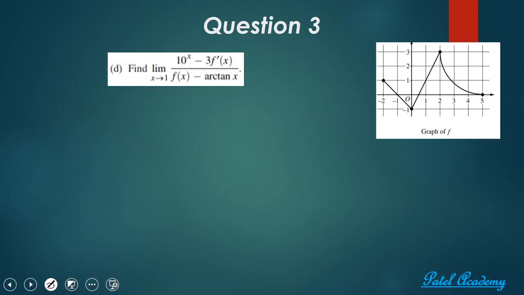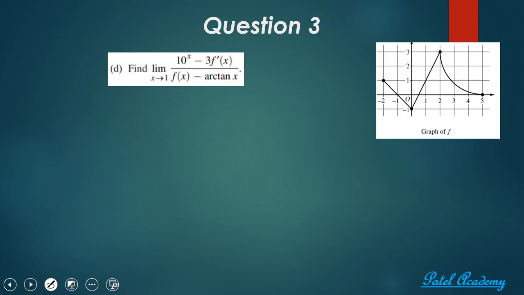Take the limit as x approaches 1 of 10 to the power of x minus 3 f prime of x over f of x minus arctan x. Now in this one, people might immediately jump to saying, oh, this is an AP Calculus exam, they probably want us to immediately use L'Hopital's rule. Please don't. Please always check first if you can substitute.